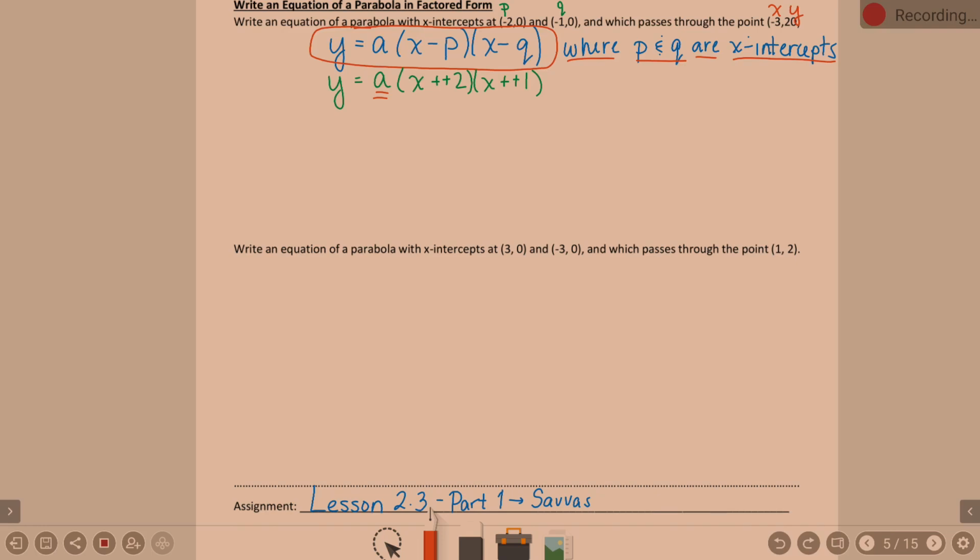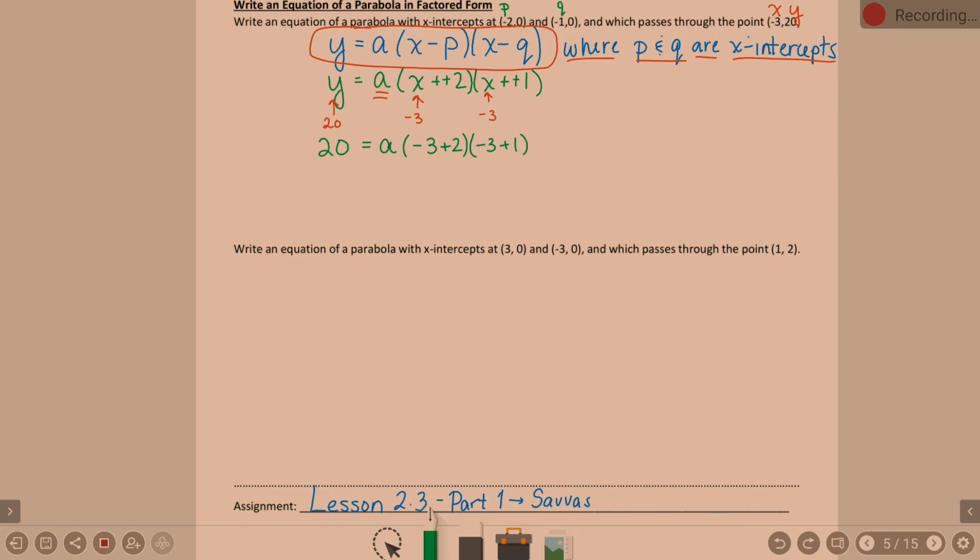Every place we see a Y, we're going to plug in a 20. Every place I see an X, I'm going to plug in a -3. Let's do some solving. So y equals becomes 20 equals A, which is what we're trying to find, times X plus 2 becomes -3 plus 2, and X plus 1 becomes -3 plus 1.